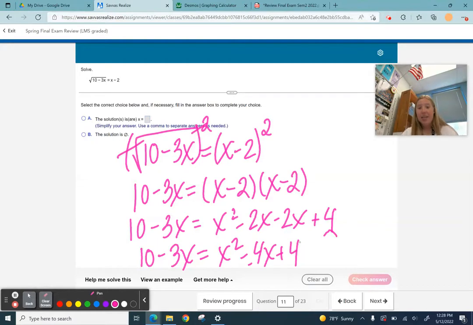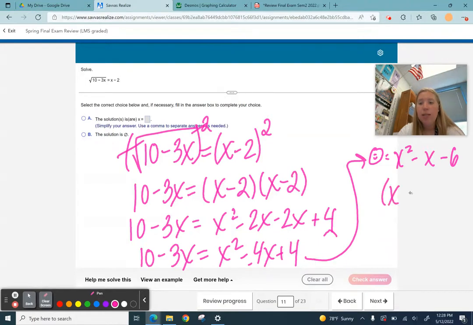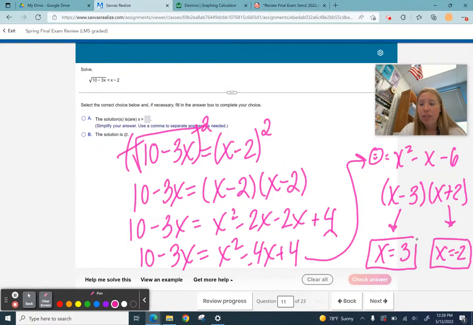And I recognize I have a quadratic equation. I am solving for x. I want one side of my equal sign to equal 0. I'm going to add 3x to both sides, so I'm going to get x squared minus x. And I'm going to subtract 10. So this is going to be minus 6. And this one is going to factor into negative 3 and positive 2. X equals positive 3, x equals negative 2 as my answer there.